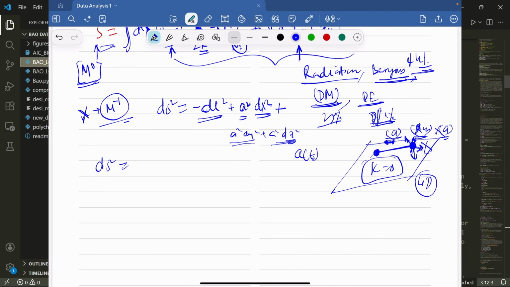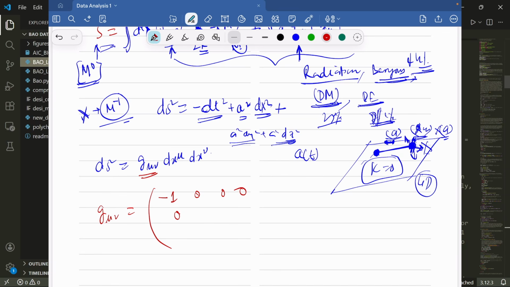So what we are doing is g mu nu dx mu dx nu, right? So t, x, y, z are the coordinates of this point. What is going away and all those things is the a, right? Then what is the g mu nu? We can write g mu nu as a matrix. The coefficient of dt squared is -1, everything else is 0, and this is your a squared, and 0 0 0 0 a squared. These are the components of the metric.